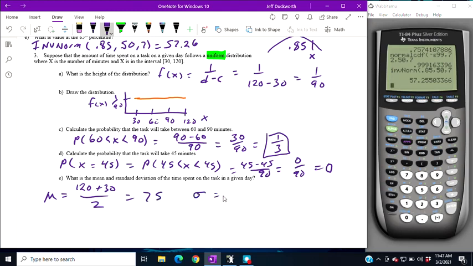The standard deviation is less intuitive. It's D minus C over root 12. So 120 minus 30 over root 12, not 10, which equals 25.98 when we put it in the calculator.